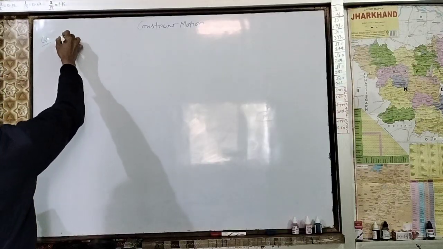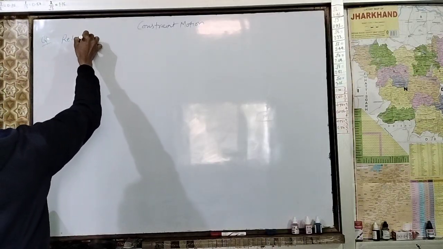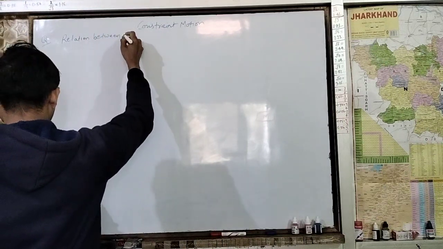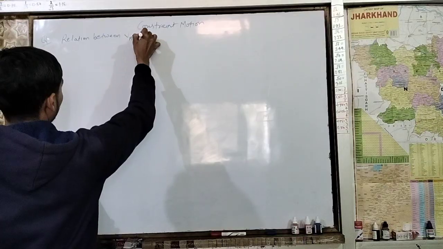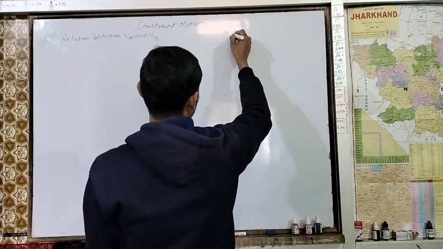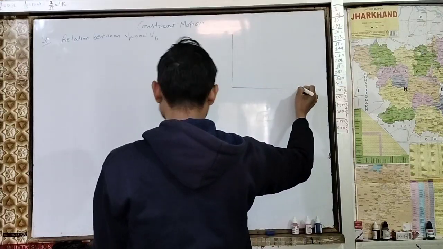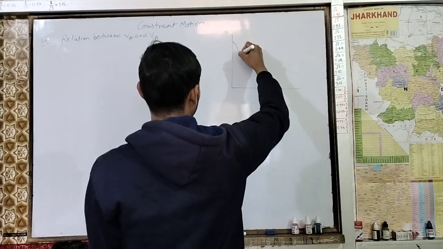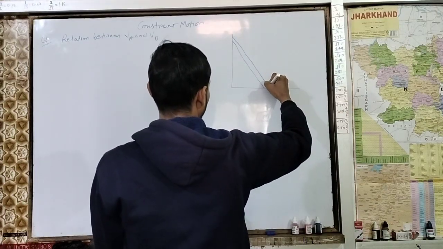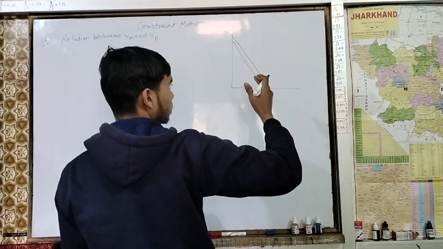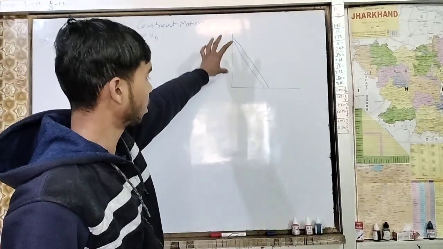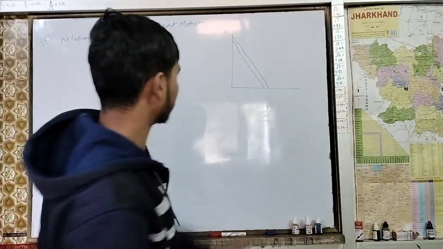Find the relation between VA and VB. Your figure will be this. There is a rod which is attached. This is not attached, but it is. We just keep this rod in that way.